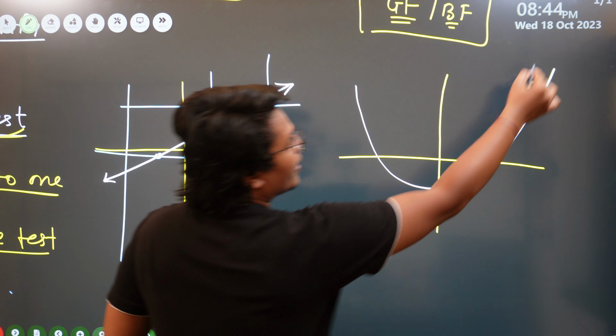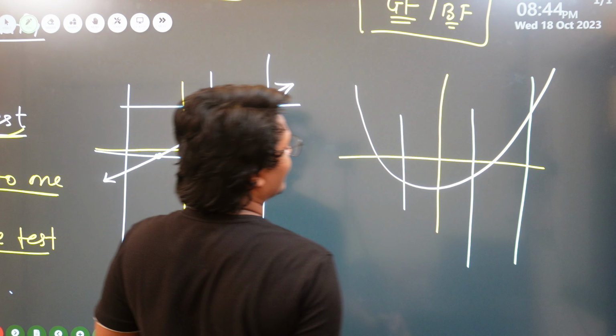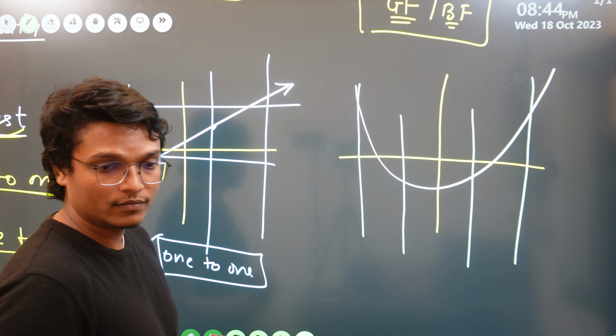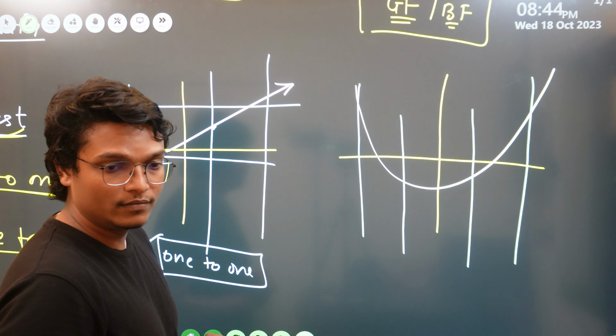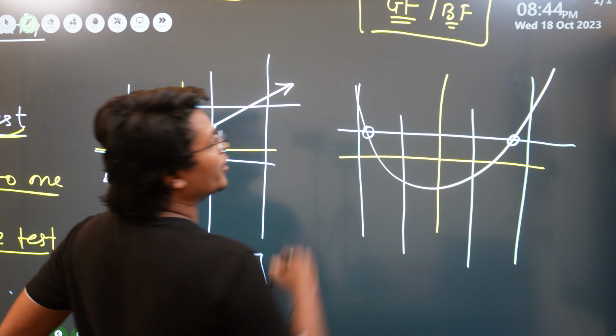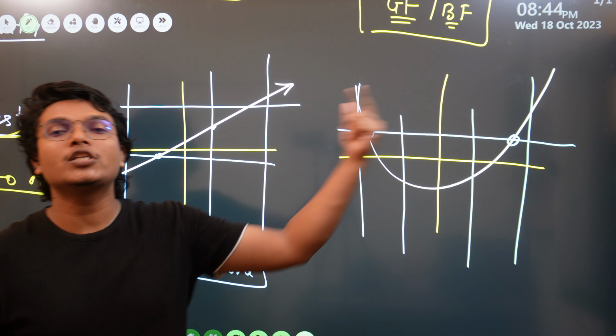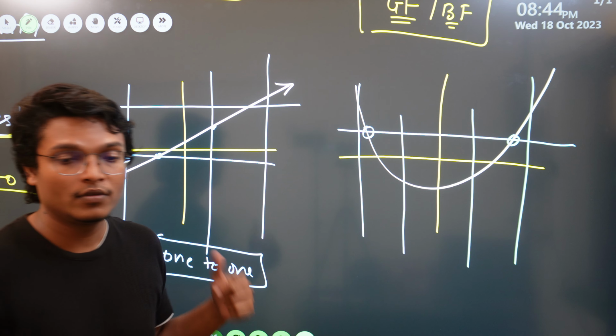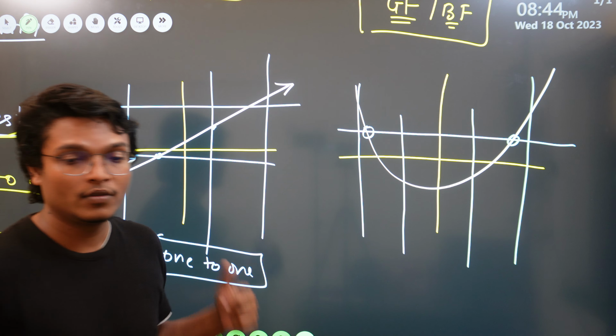Now see, here it is cutting vertically at a single point only. But if you draw a horizontal line, it is cutting at 2 points. Twice. So it is failing the horizontal line test. Yes or no? So this is many to 1. Understood or not? Okay. Now you understood it on the basis of graph.